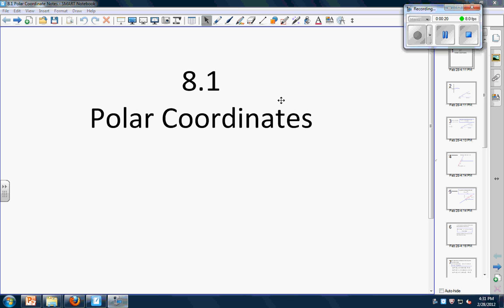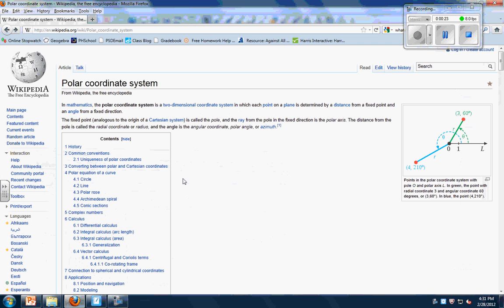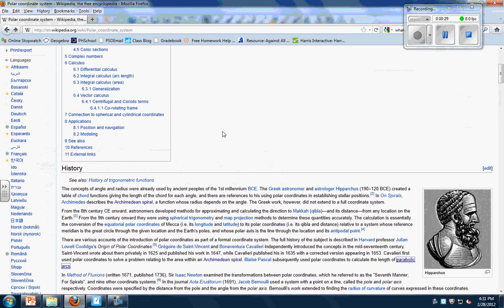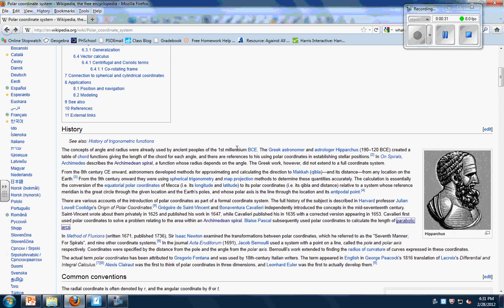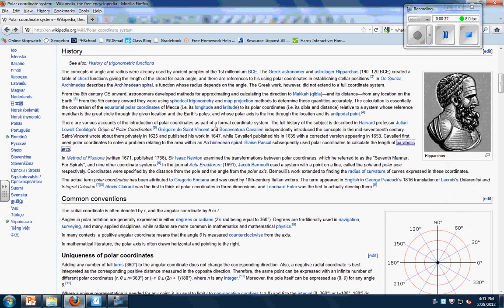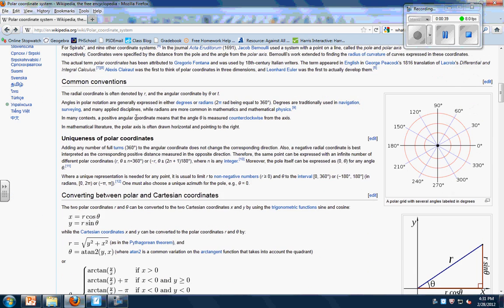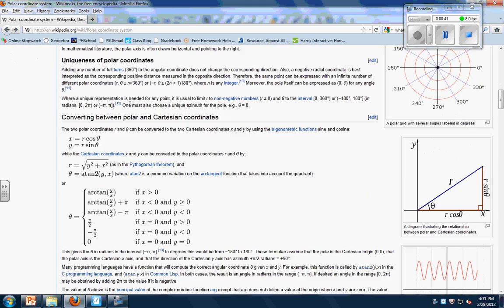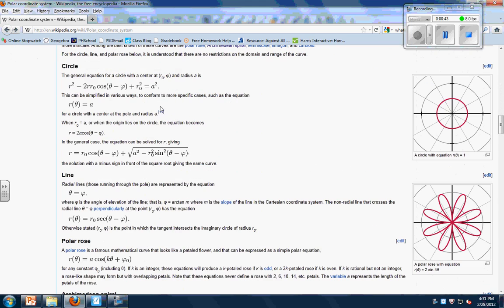I'd encourage you, if you get some time, do check out the polar coordinate Wikipedia page. It's got a lot of good stuff for what we're doing, obviously, but it'll show some applications. They were using this stuff in the first millennium BCE, the Greeks, of course, and it talks about the history. It talks about the conversion, like we're going to look at here. What you can do in polar is create really unique graphs that you can't really in rectangular.